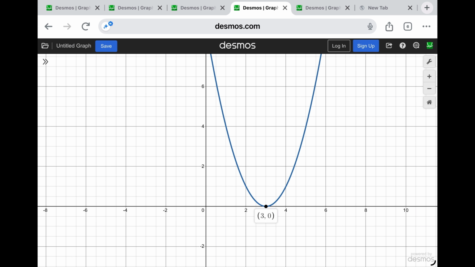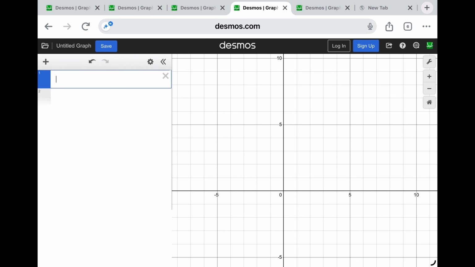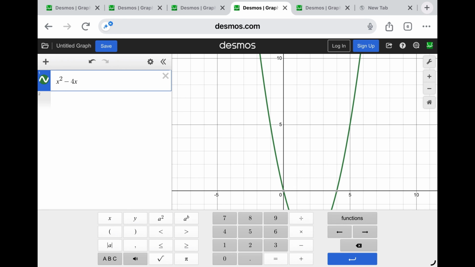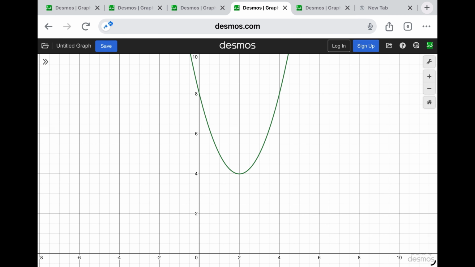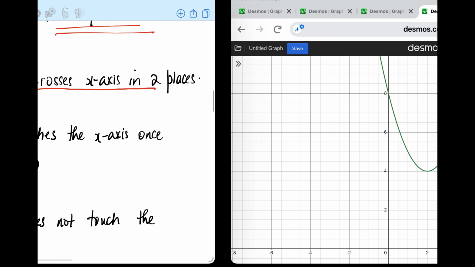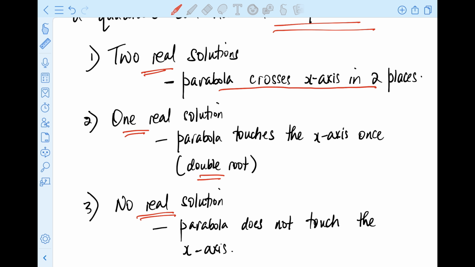All right, and then the last one: let's go with x squared minus 4x plus 8. What do you notice? Do you see it doesn't cut the x-axis? So this is one where we say there is no real solution. However, what's important is that we understand that no real solution doesn't mean that the parabola or quadratic doesn't exist. It just means that it does not cross or interact with the x-axis.